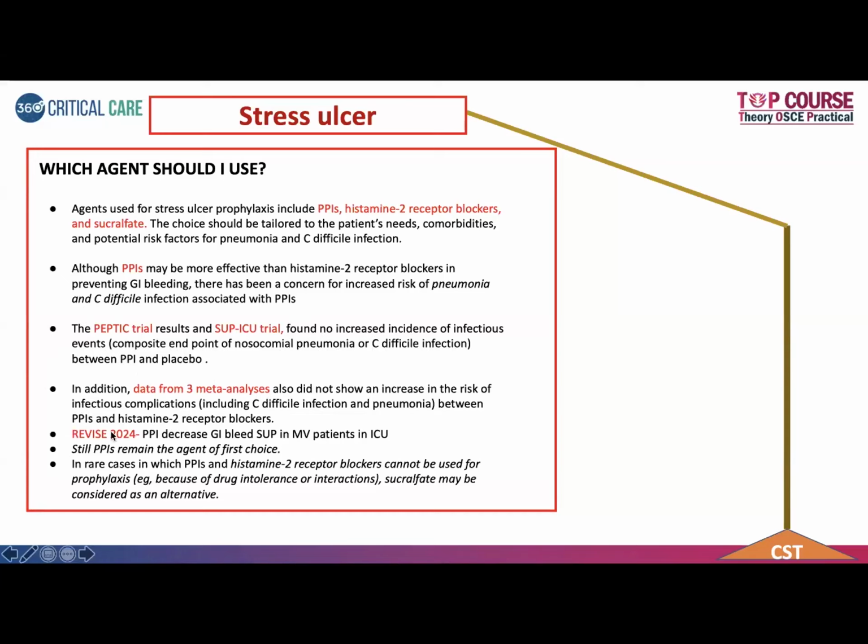The recent study, revised in 2024, showed that proton pump inhibitors are more effective in decreasing GI bleed in mechanically ventilated patients in the ICU. So the agent of choice is going to be proton pump inhibitors.